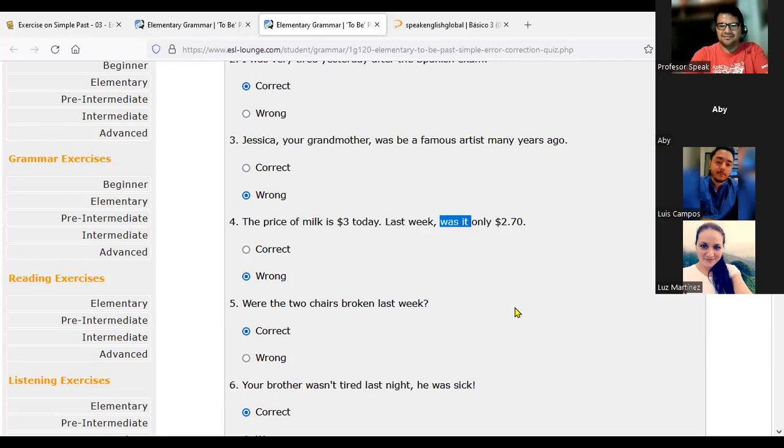Was it. Okay. The price of milk is $3 today. Last week, it was only. Ok, aquí tendría que ser al revés porque no es pregunta, es una frase. Entonces tiene que ir primero el subject y después was. En este caso no, porque como son dos verbos y los dos verbos no pueden ir así. Acá sí, porque uno es un subject y el otro es un verbo. Ok.